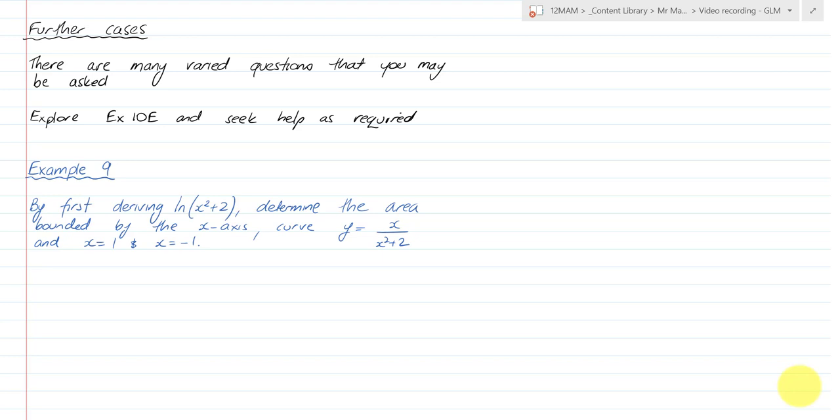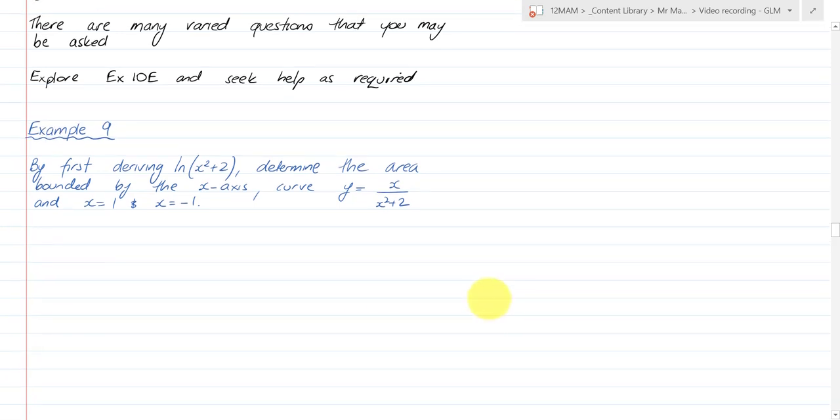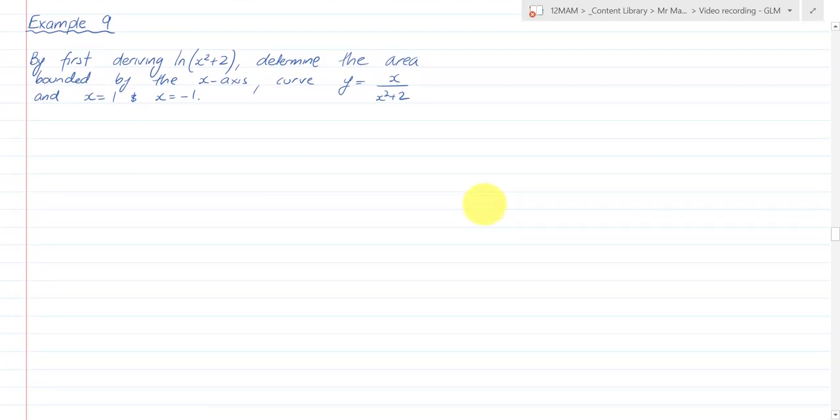By first deriving log x squared plus 2, determine the area bounded by the x-axis, the curve y equals x over x squared plus 2, and x equals 1 and negative 1. So the first thing I'm going to do here is recognize that this is a question a little bit like we've done in normal indefinite integration before, where we're asked to derive something first. So in all likelihood, when we integrate this thing, it's probably going to come out looking similar to, maybe just a constant multiple of, the thing that we get to derive. So the question is really leading us in what to do. So we'll get to the derivative first.